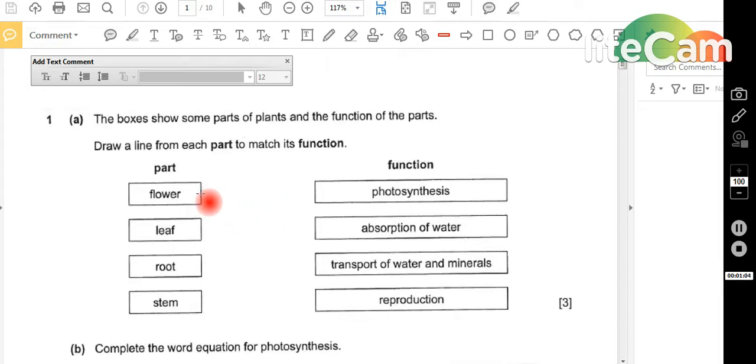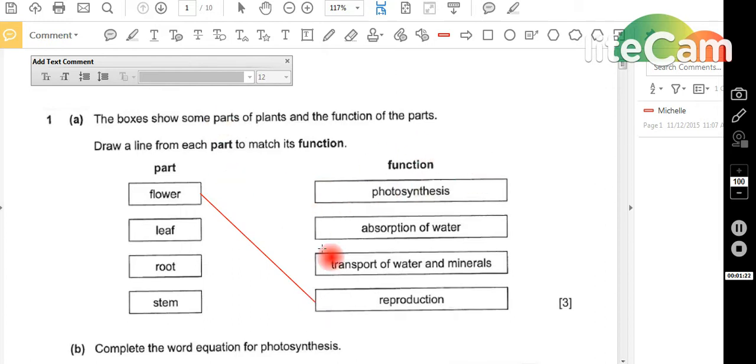The flower is for reproduction. Well done. Okay, then you're going to draw your line. Please make sure that the line is drawn with a ruler. If it's not a ruler that you're using and the lines are all skewed, they're going to subtract marks for that. Okay, very important here.